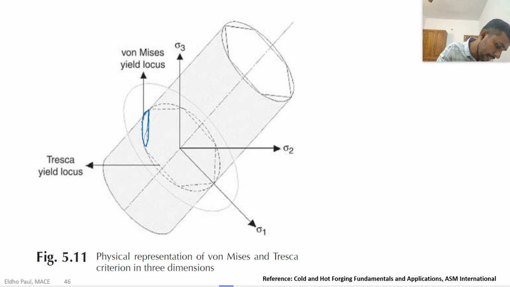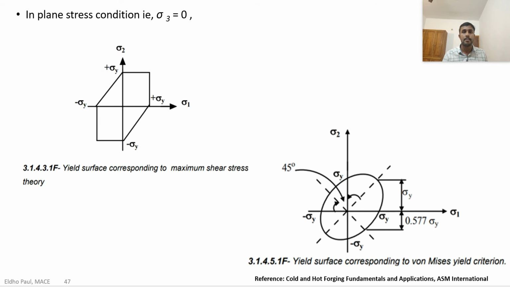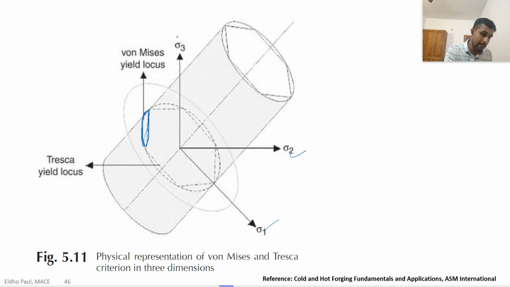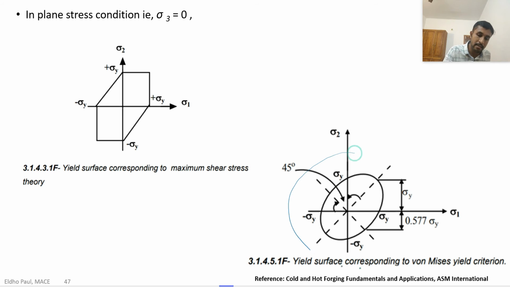If the state of stress is in this gap area, then there will not be any plastic deformation according to Tresca criteria, but there will be some plastic deformation according to Von Mises criteria. So this is the picture showing the superposition of the Von Mises cylinder and the Tresca hexagonal prism. Here it is a three-dimensional sigma 1, sigma 2 and sigma 3 stress system. We can convert it into a plane stress condition. When we do, the Von Mises cylinder is converted to an ellipse.